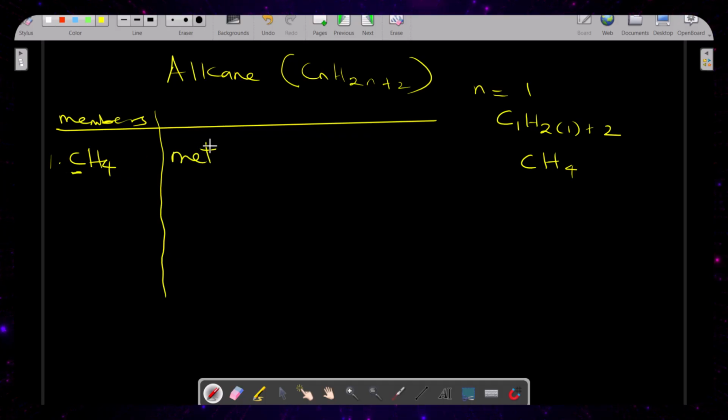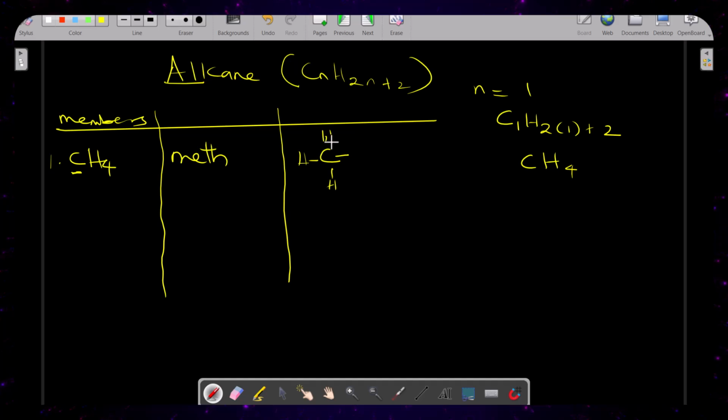Pay attention to what I'm about to do now. One carbon atom is called meth. And if you look at this now, look at the structure of this methane. The structure of this methane is going to be like C. This is how it's going to look like. So one carbon atom is meth, showing the number of carbon atoms. Then you're going to end it with the ane family, A and E, methane.